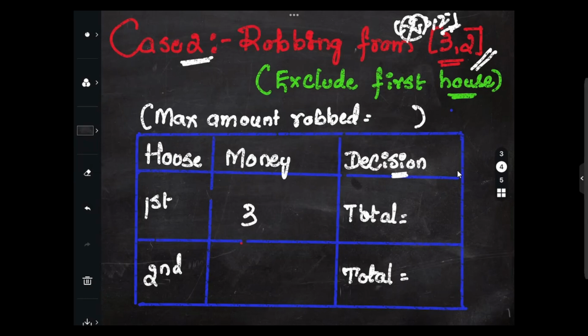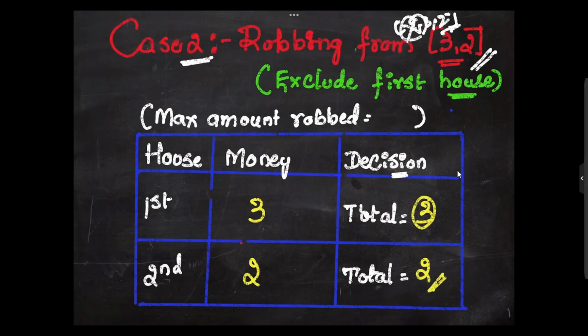In the first house we have the money 3 and in the second house we have the money 2 here. So the total will be 3 and 2 in this case, right? So which will be the maximum here? You can clearly see 3 will be the maximum here. So the maximum amount robbed in the second case is 3.